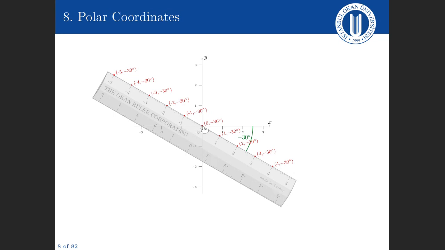And the origin has distance 0. This is (0, -30°). Or on the previous one, this is (0, 45°), etc. Origin always has distance 0, but we can use any angle that we want.